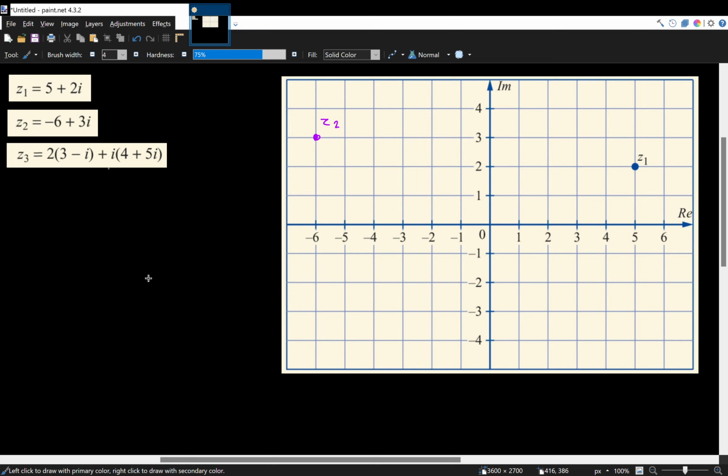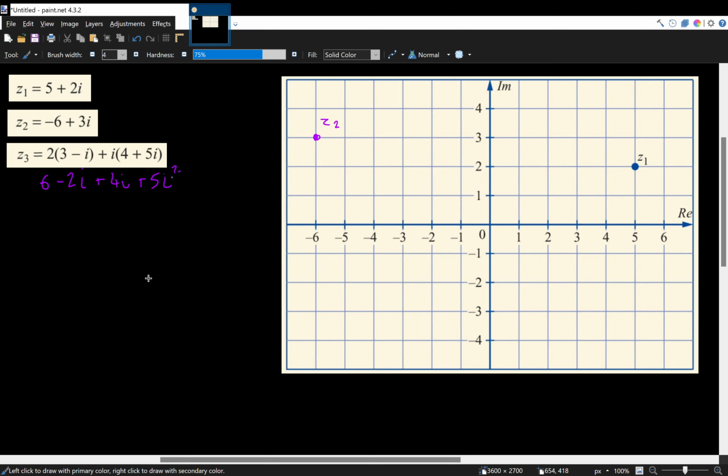Now if we get a more complicated number like we can see for z3 just here, we're going to need to tidy it up to look like the complex numbers in z1 or z2 before we can plot it. So in this case we're going to need to multiply out our brackets, so 2 times 3 is 6, 2 times minus i is minus 2i, and then i times 4 is plus 4i, and i times 5i is going to be plus 5i squared.